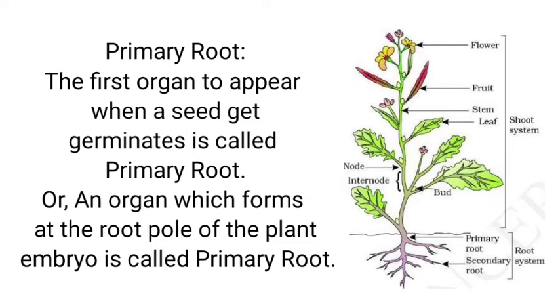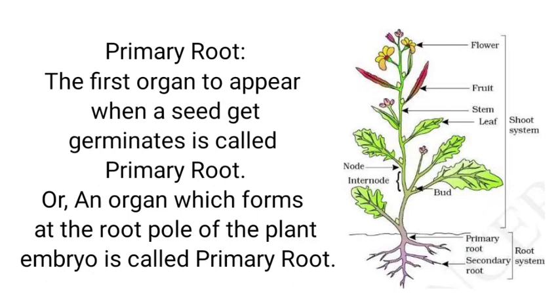Now know other definition of primary root. An organ which forms at the root pole of the plant embryo is called primary root.